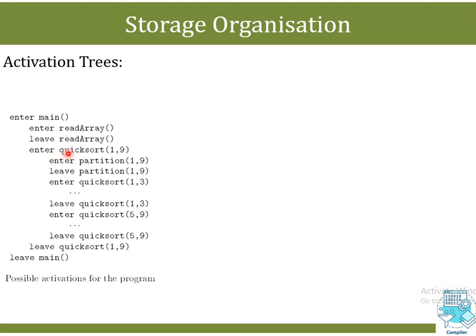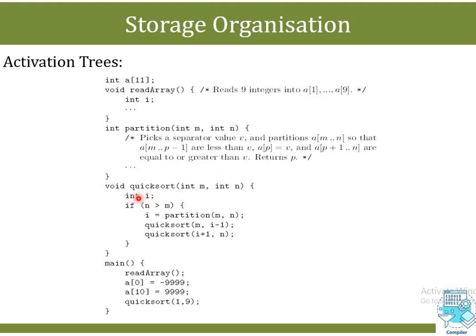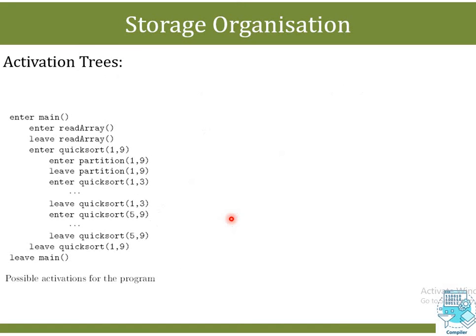Then the control comes to the quick sort function. Once the control comes to quick sort function, what happens? In quick sort you will be checking this condition. In this case the condition will get satisfied, so control will be coming here. So again what you're doing here, you are calling the partition function. So enter partition. Once after completing the partition operation, the next step is you are just leaving it.